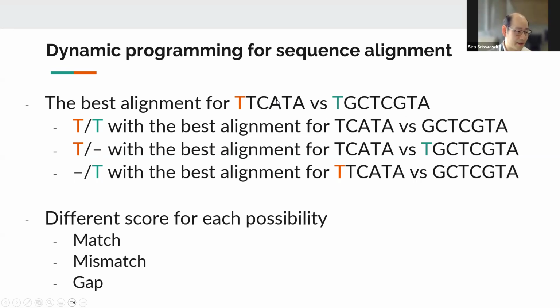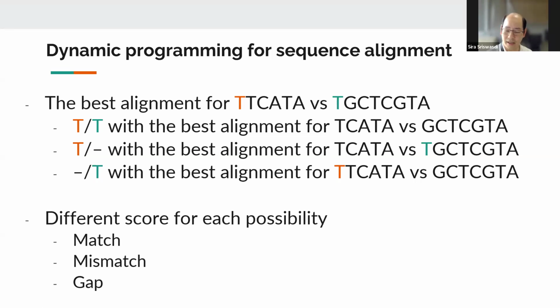So the best alignment for the original question is one of these 3, plus the best alignment for the sequences that are slightly shorter, one nucleotide shorter. So you can keep doing this. You can take TCATA and CGTA, and then you can consider the same thing. There are 3 ways that you can align these two, and the sequence will be shortened. So this is how dynamic programming is applied to sequence alignment.